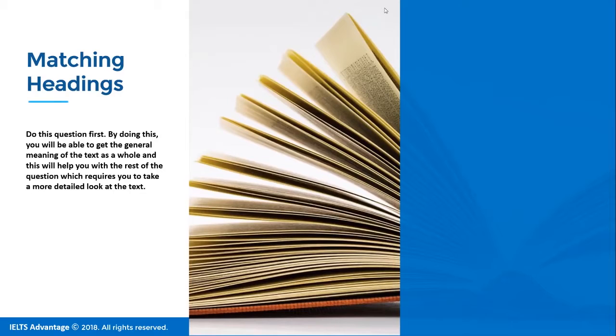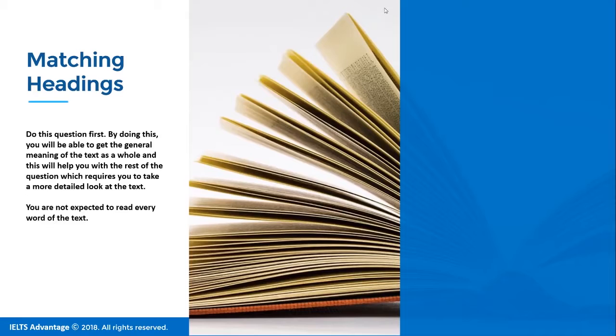Do the matching headings one first, because by doing this you'll be able to get the general meaning of the text as a whole, and this will help you with the rest of the question, which requires you to take a more detailed look at the text. So this is not really about detail, and the way to understand a text is to quickly look at it generally first, then go into more detail. It's a lot more difficult to look at the detail first and then the general meaning. So if you do see this question, do it first, because it's much easier to do it that way.